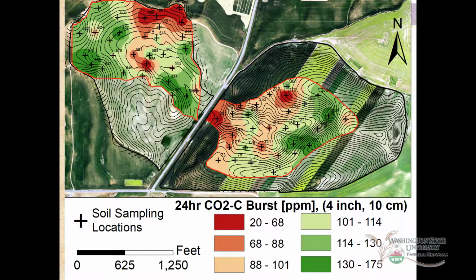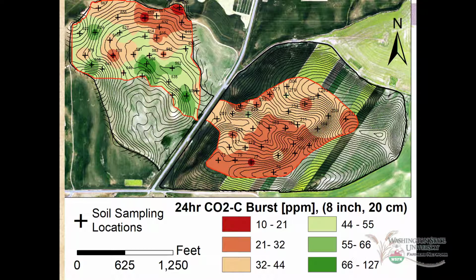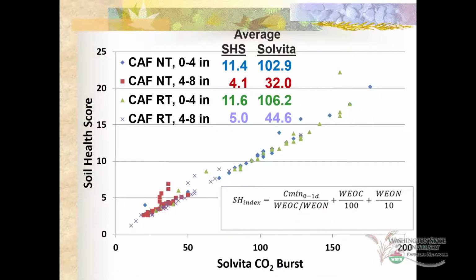But again, this one is not showing us a whole lot, and here's the next 4 inches. So this is from 10 to 20 centimeters. And you can see that this is where our acidification layer is, right in that same area. And you can see that has had a bad impact in terms of the CO2 burst. So that stratification of acidity is impacting our microbial activity, and you can see it expressed here in this map.